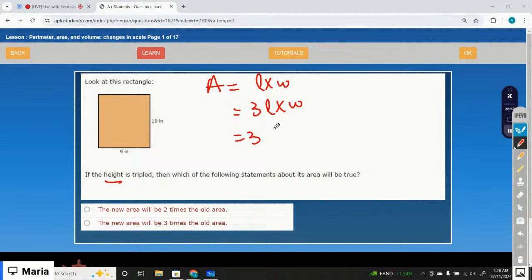You can take common 3 outside, you have length width. Originally that is length times width. So divide the new one by the older value. So 3 over 1 is 3. That means the new area will be 3 times the old area.